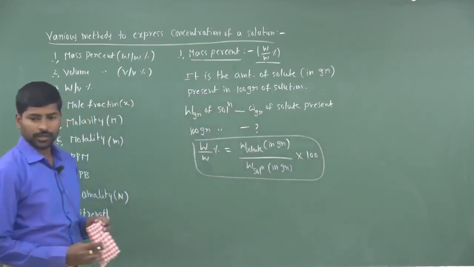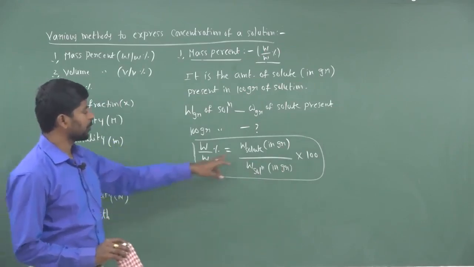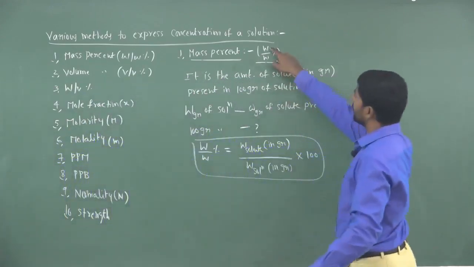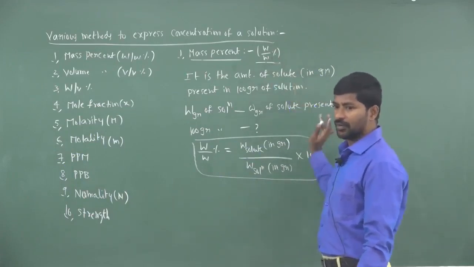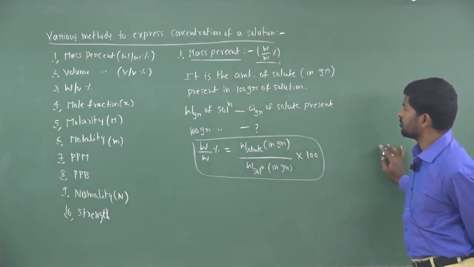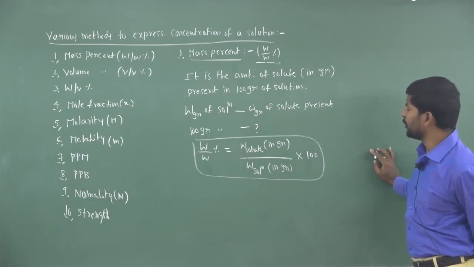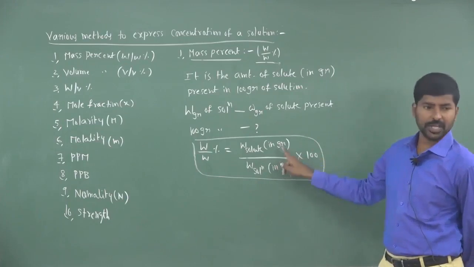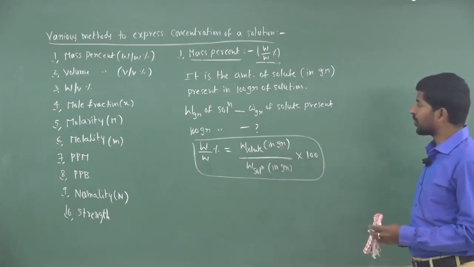This is the formula for weight by weight percentage or mass percent: weight of solute in grams by weight of solution in grams into 100. So that's why I told you numerator corresponds to solute, denominator corresponds to solution, percentage means into 100. Simply remember like that. Is there any unit or no unit? No unit. Here we are expressing in grams, and this is also in grams. No unit for weight by weight percentage.